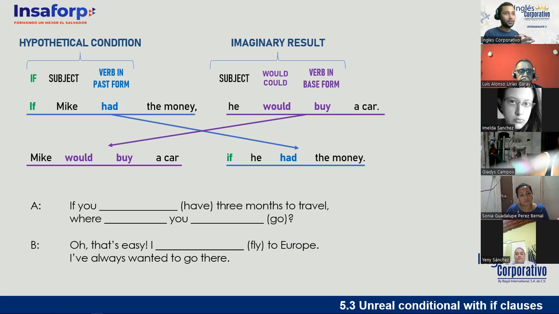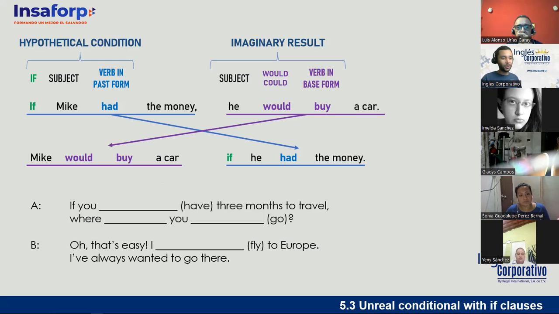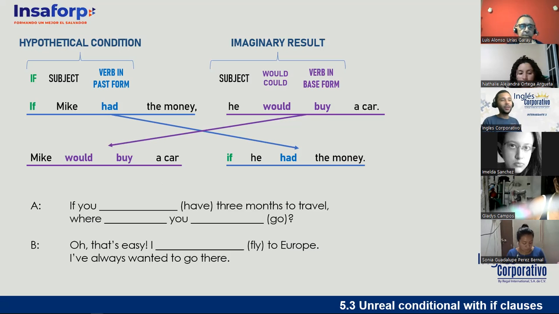I'm going to show you a series of conversations. I have, let's see, 1, 2, 3, 4, 5 conversations. For each conversation, I want two volunteers. Luis will be the first one. So Luis is number one, but I need another one. Who wants to work with Luis? Because Luis will read letter A, and I need a volunteer to help me with letter B. Who wants to try? Natalie. Okay, thank you. Luis, letter A, and Natalie, letter B. Let's begin.